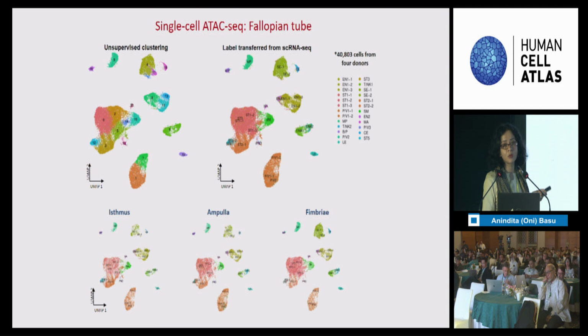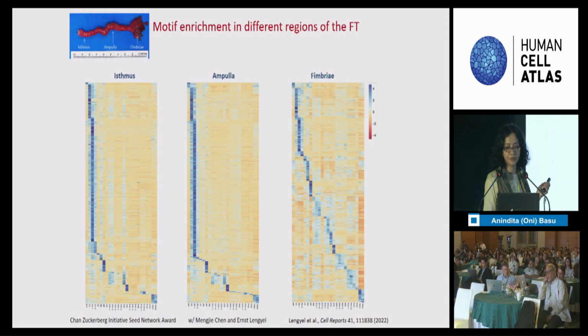So for ATAC-seq, we usually do unsupervised clustering and the label transfer from single-cell RNA-seq. Here we see that in the isthmus and ampulla, for example, they have very similar chromatin accessibility patterns. Each of these columns are a different cell type, but the fimbria has a very different chromatin accessibility pattern for postmenopausal women.